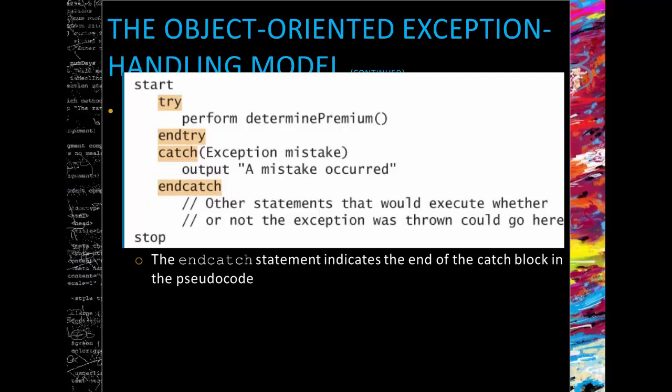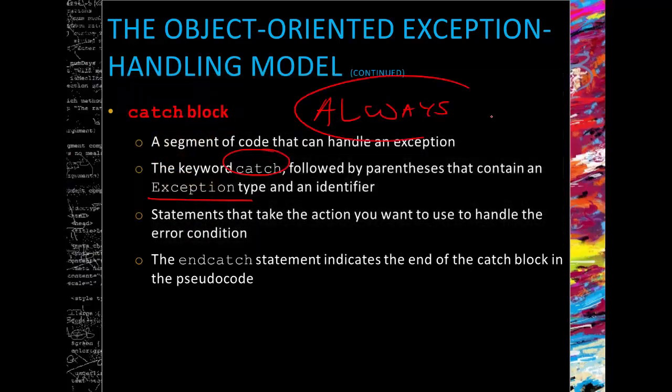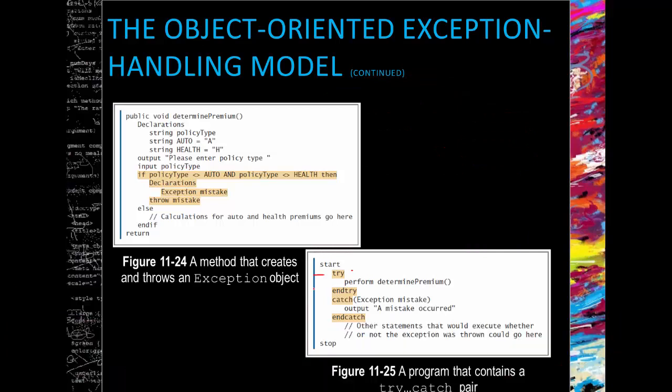You must always code at least one catch block immediately after a try block. So we have a try, end try, catch, end catch. And here in the parentheses, we have our exception mistake. So we're using the exception class here, and we're creating ourselves an object instantiated from the exception class. And what we're going to do is output that a mistake has occurred, which is quite nice. And then we're going to end catch.